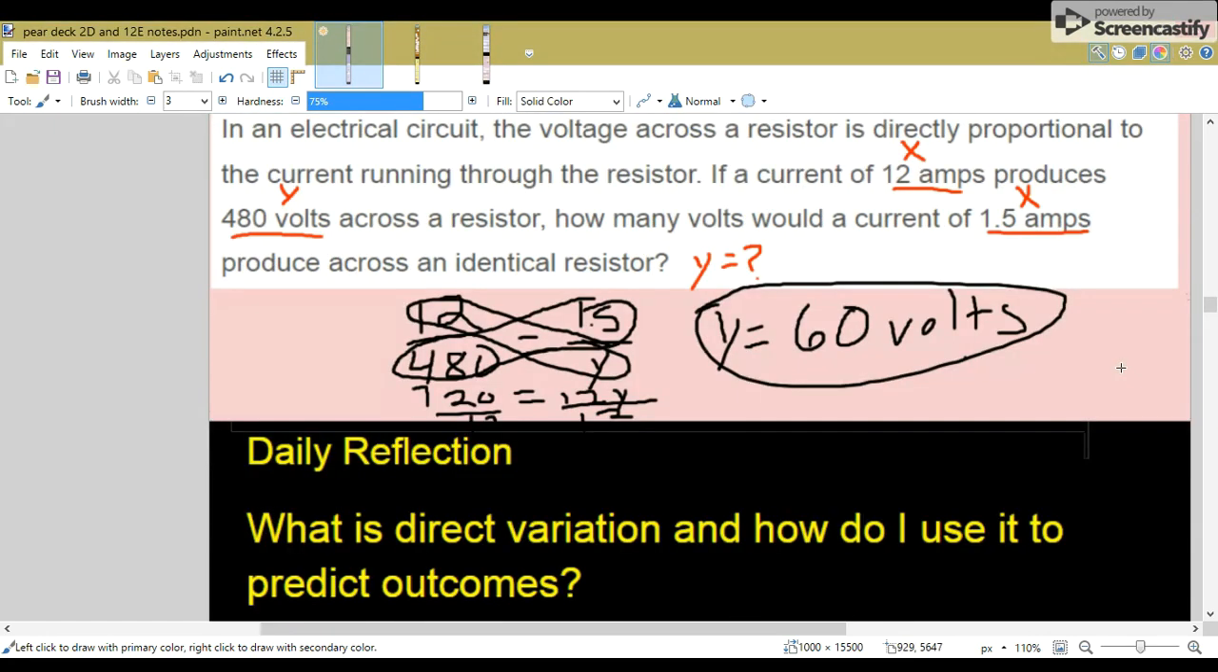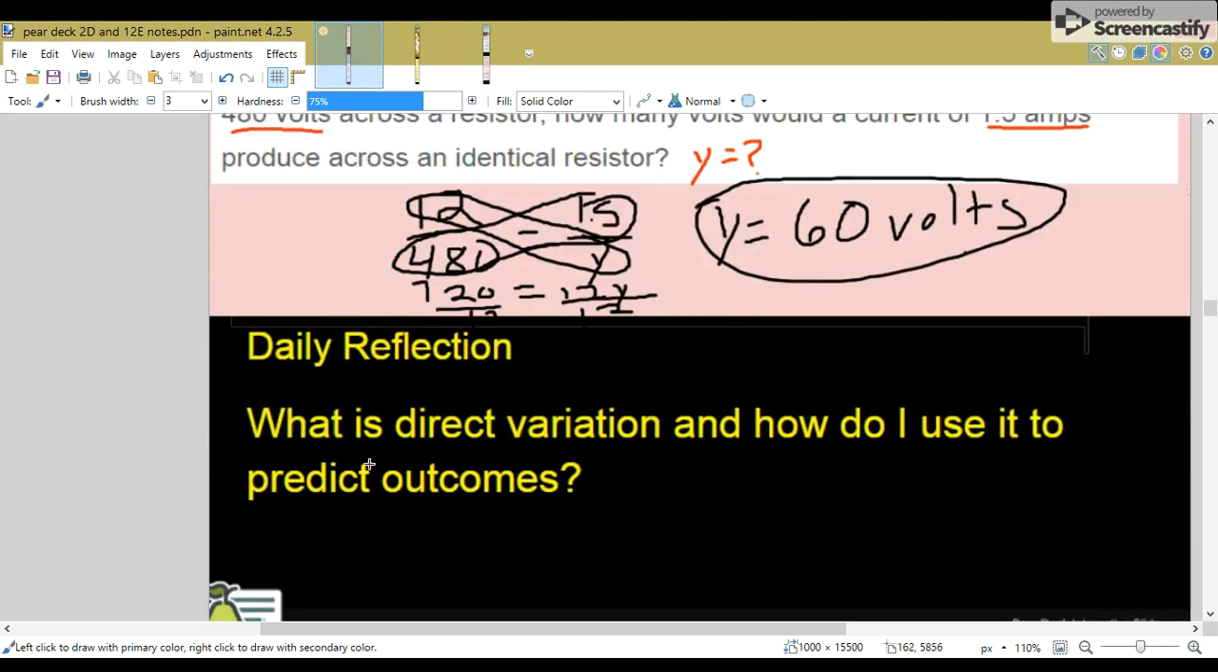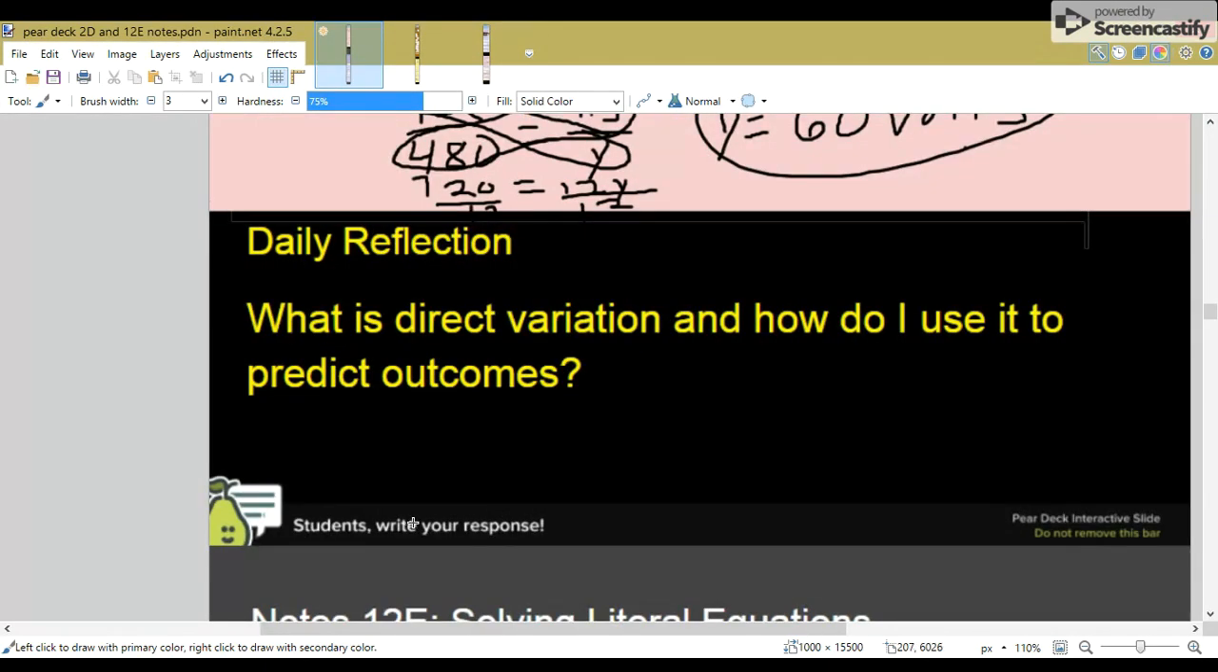On your Pear Deck slide, let's type this in. Answer the question. What is direct variation and how do I use it to predict outcomes? On your Pear Deck slide, type your response in complete sentences.